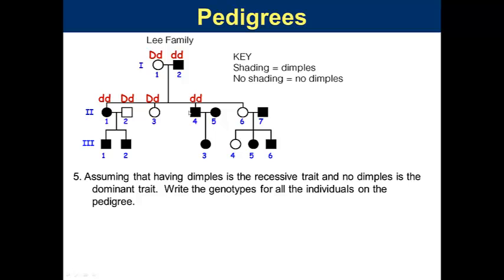He's affected, so little d, little d. She's affected, little d, little d. She is not affected, big D, little d. He's affected, little d, little d. Affected, little d, little d. Heterozygous, big D, little d, and the rest are little d, little d.